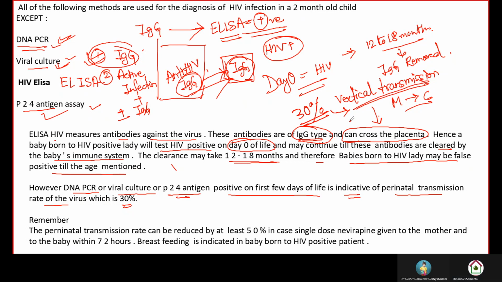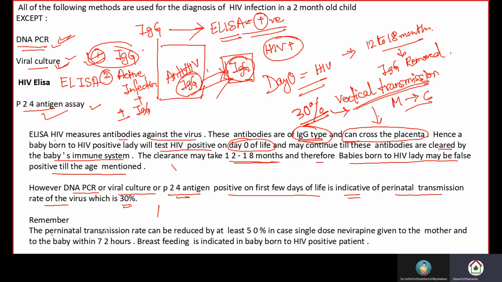IgG can cross the placenta, as well as the infection can also get into the fetus, not fetus, baby. During labor, this transmission actually occurs. That's why cord clamping and all has been introduced, it reduces the probability of transmission of HIV.